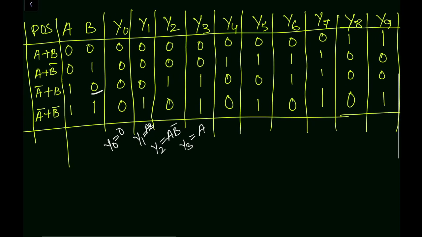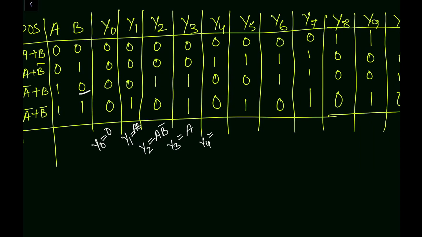Next we have y4. For y4 we can write it is a bar b. Why a bar b? Because you can see a bar, if we multiply with b value 1, then only we will have 1 value. So a bar b. Next we have y5 equal to 0 1 0 1.